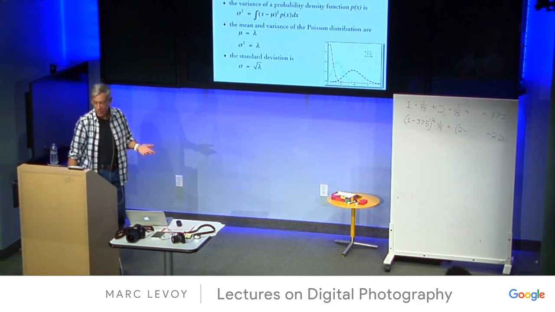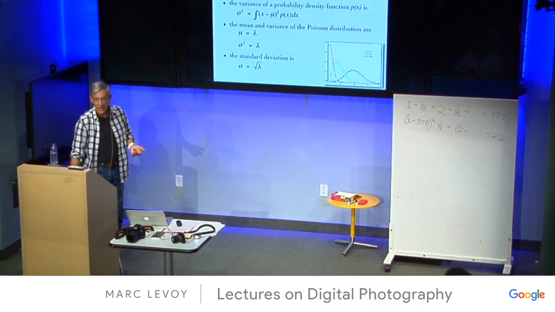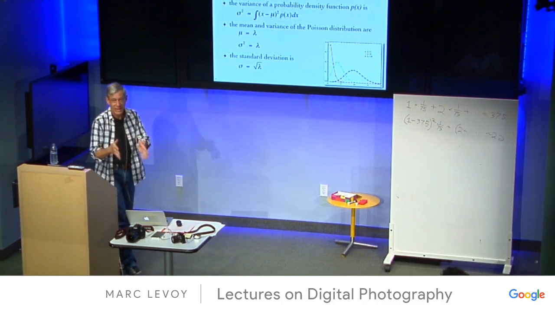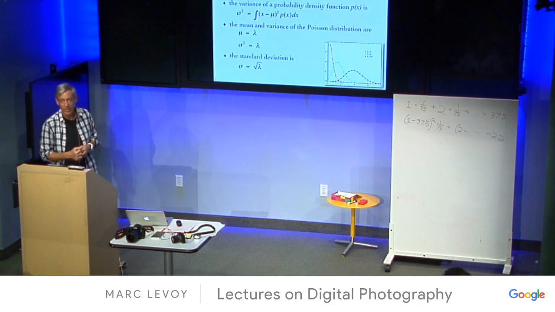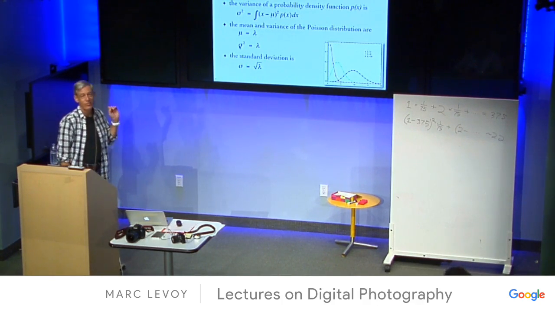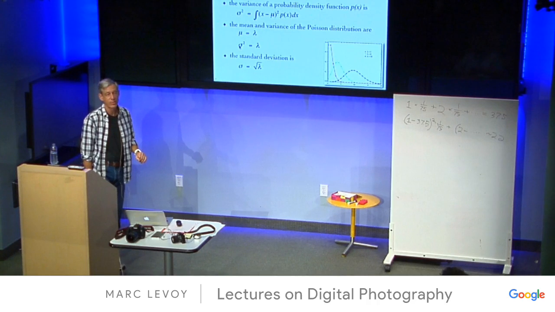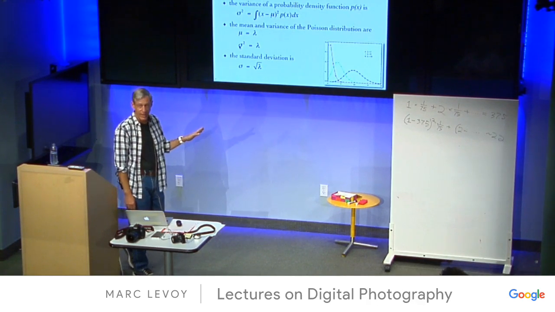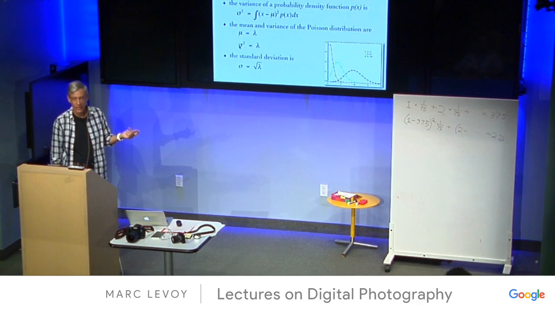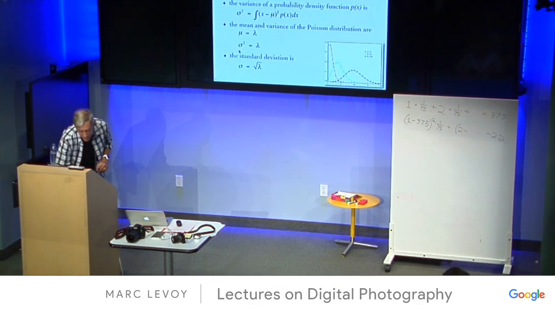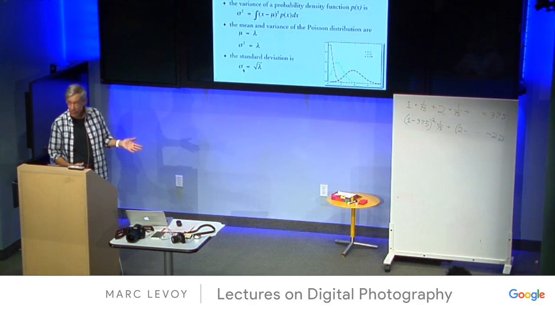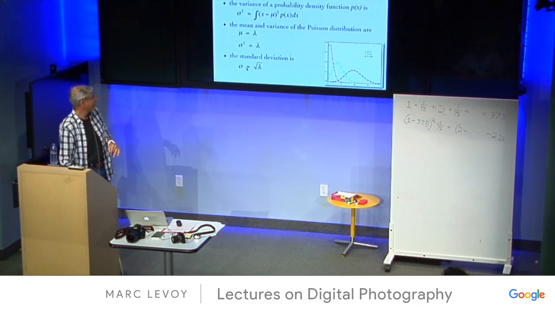For the Poisson distribution, the mean is lambda, because that's the way we defined the Poisson distribution. We said the average number of photons arriving is going to be lambda. So that's the mean. What's interesting is that the variance also turns out to be lambda. So I'm not going to derive that here, but you can work it out from the formula that I gave on the previous slide. So if the variance is lambda, then the standard deviation is the square root of the variance. That's the square root of lambda.